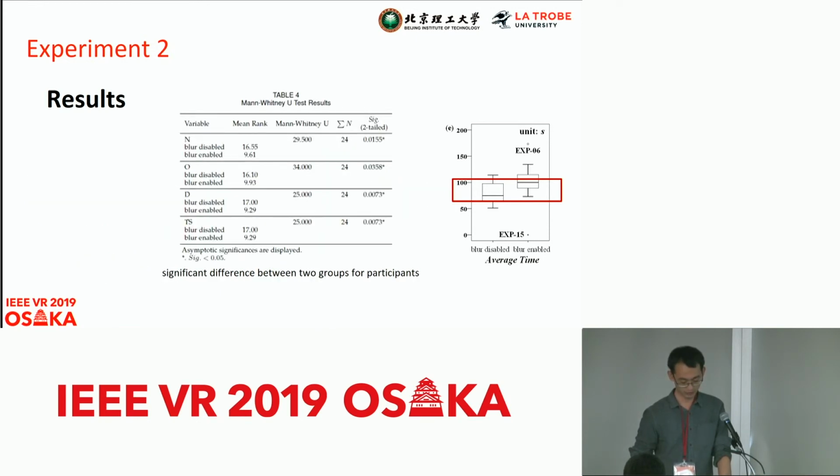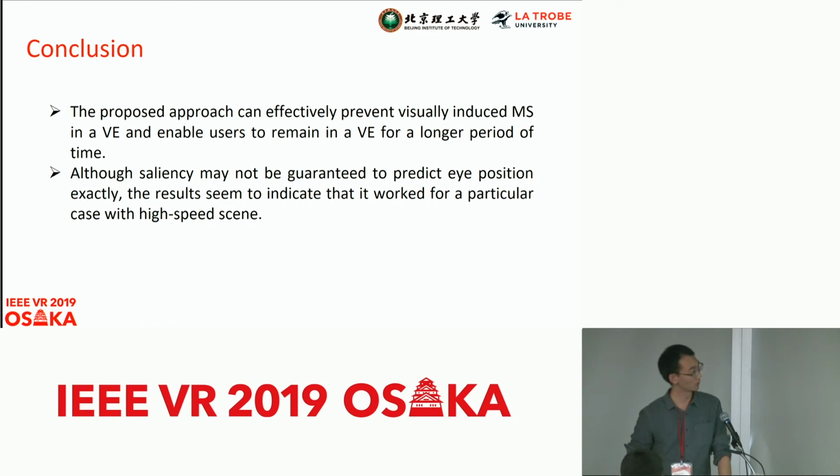Then we conduct the Mann-Whitney test to show if there is a significant difference between two groups of the participants. So we can see that after applying our method, there is a significant difference between two groups of the participants. And from this conclusion, we can see our approach can effectively prevent the visually induced motion sickness in a virtual environment and enable users to remain in a virtual environment for a long period of time.